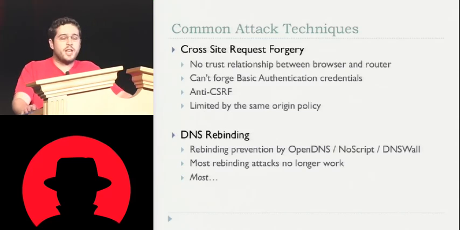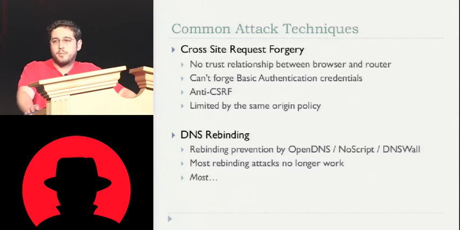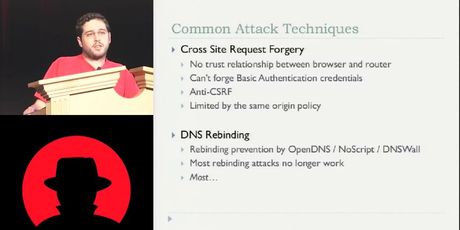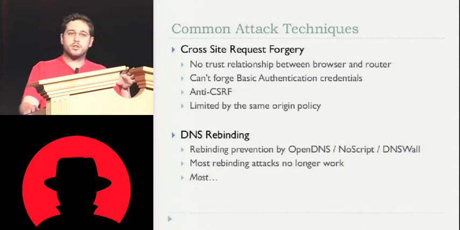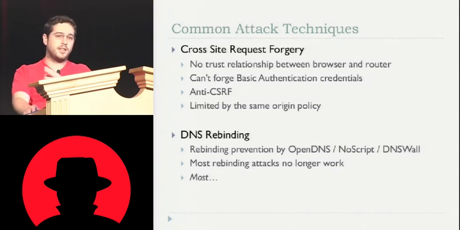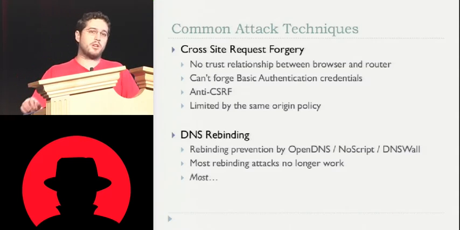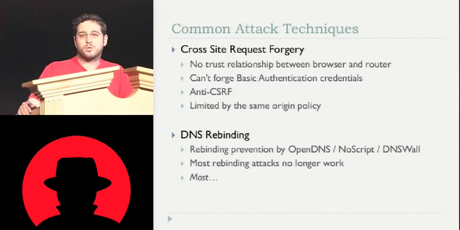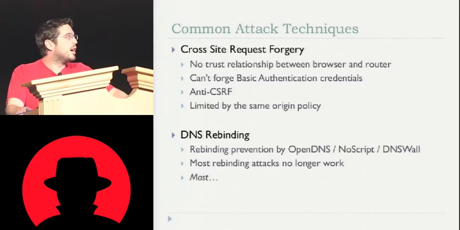First of all, you can't rely on there being a trust relationship between an internal client's browser and the router, because no one ever logs into their routers. So you can't exploit that. You can't forge basic authentication logins anymore with cross-site request forgery. You used to be able to do user, password, and then the URL. Yeah, that doesn't work anymore. IE doesn't even recognize that as a valid URL, and Firefox will actually throw a warning to the user. So you can't rely on that either.